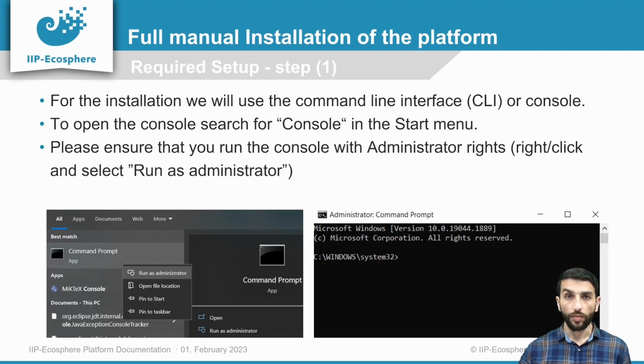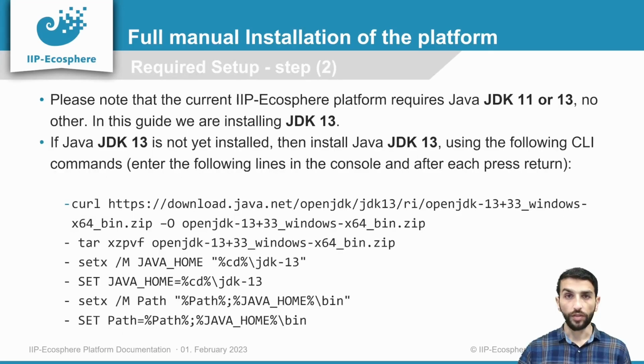We will use the command line interface or console to install the required setup. To open the console, search for console in the start menu. Please ensure that you run the console as administrator to have the full privileges as shown in the image below. Please note that the current IIP-Ecosphere platform requires Java JDK 11 or 13, no others. In this guide, we will use Java 13.